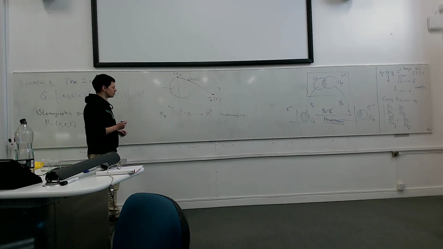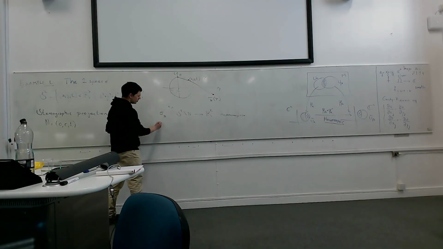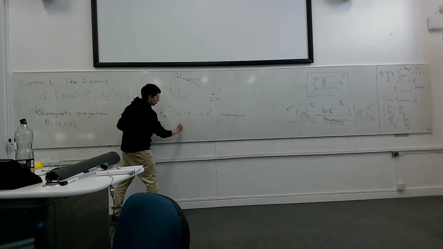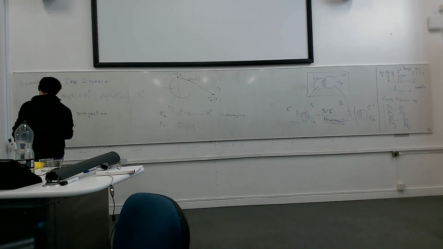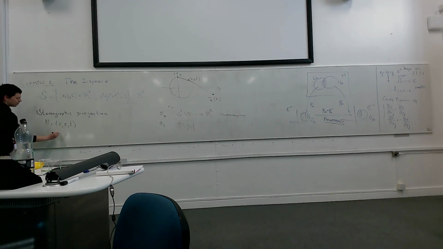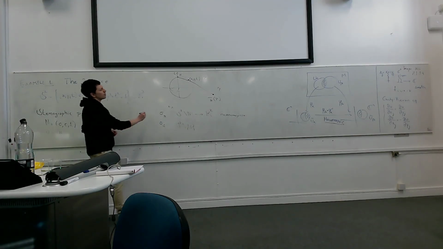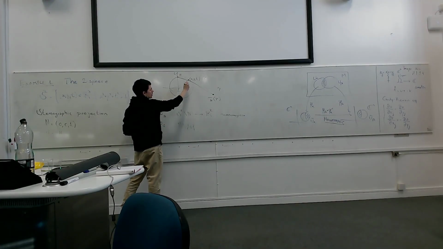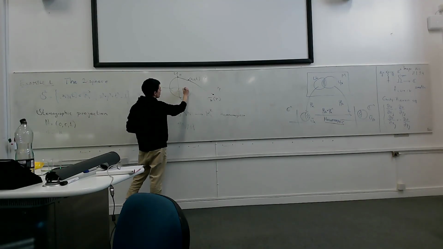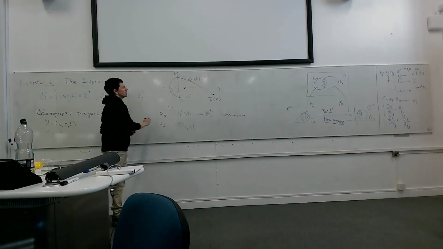So we do the same thing from the South Pole, on S^2 minus the South Pole. From the South Pole, we can do the same thing. We just look at the line that connects the point with the South Pole and look where that line intersects the xy plane. So this will be C1.